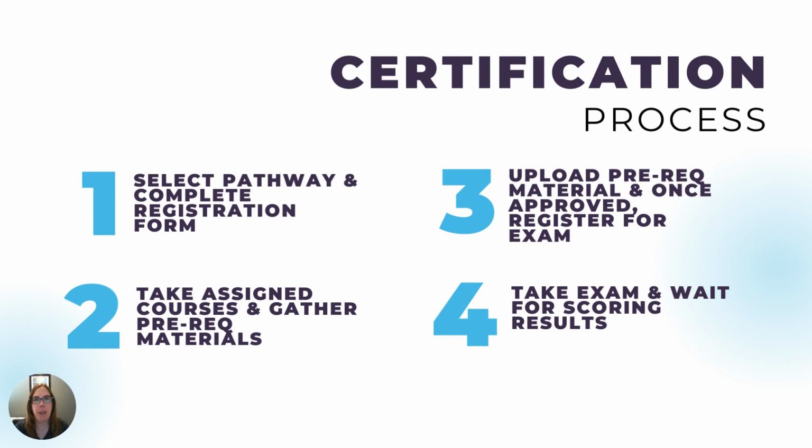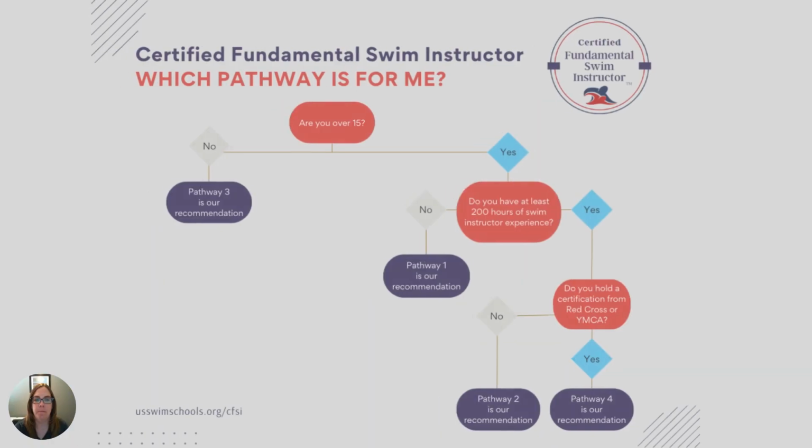The certification process can be broken down into 4 easy steps. Step 1, select a pathway and complete the registration form. Step 2, take the assigned courses and gather the prerequisite materials for the pathway you selected. Step 3, upload the prerequisite materials and once approved, register for the exam. Step 4, take the exam and wait for the scoring results.